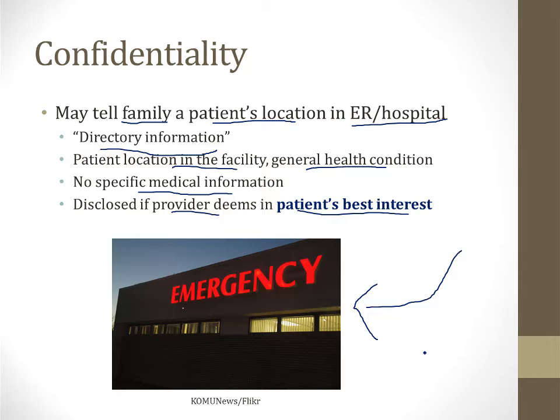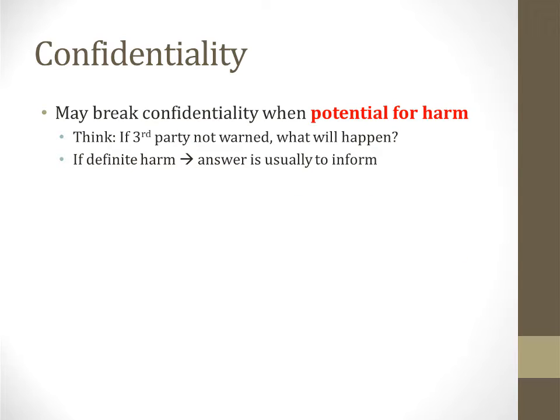Another exception to confidentiality is that a provider may break confidentiality if there is the potential for harm. There are a number of scenarios in which this principle applies, but in all of them, what you want to do is think about the fact that if a third party is not warned, what will happen? If definite harm will occur, then the answer is usually to inform others and break confidentiality.